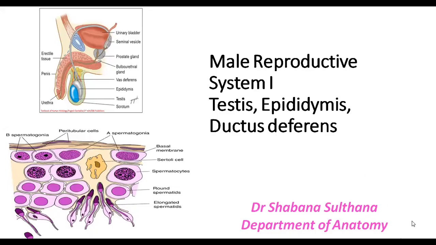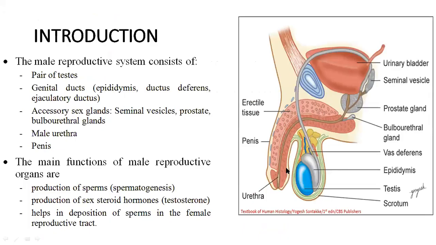Good morning, dear students. We are going to discuss the reproductive system, male reproductive system histology. So let us see what are the various parts we have in the male reproductive system. Now see here, in the male reproductive system, we will come across the external genitalia.